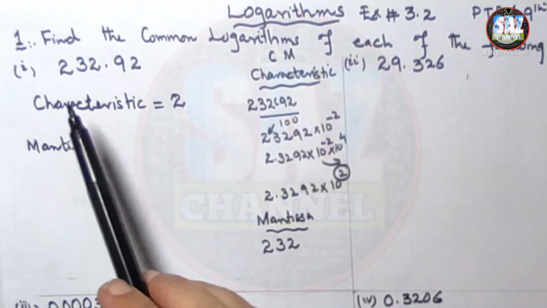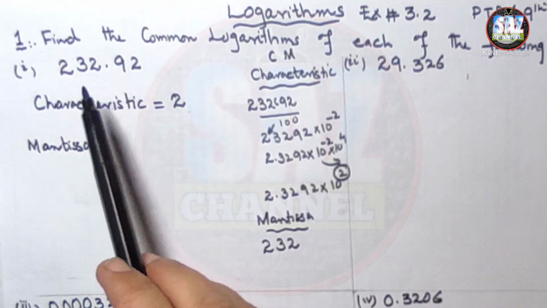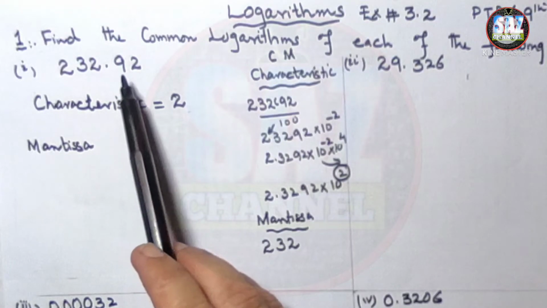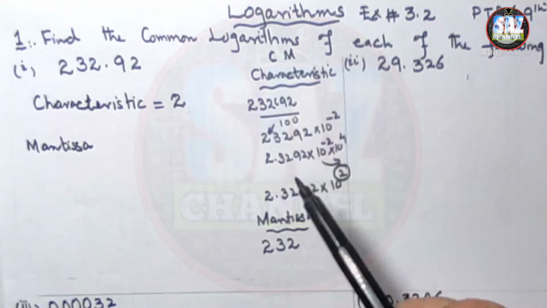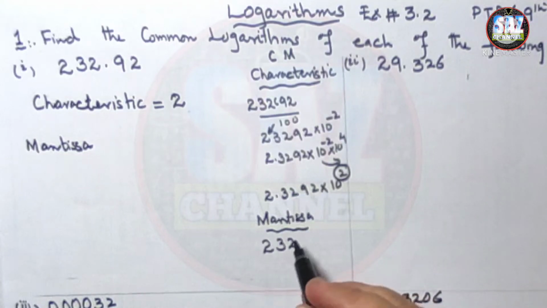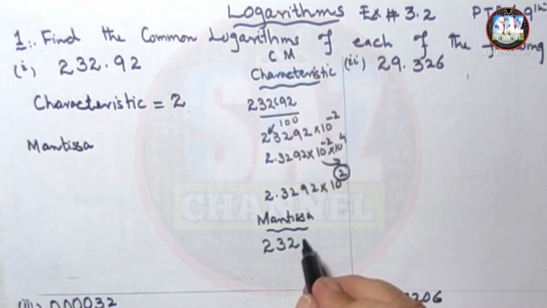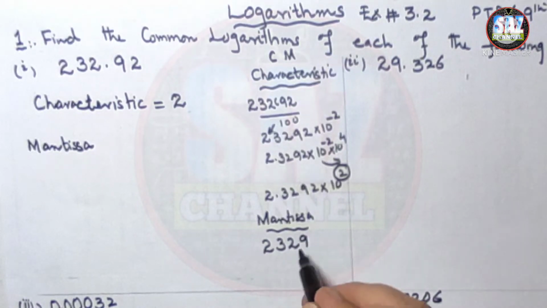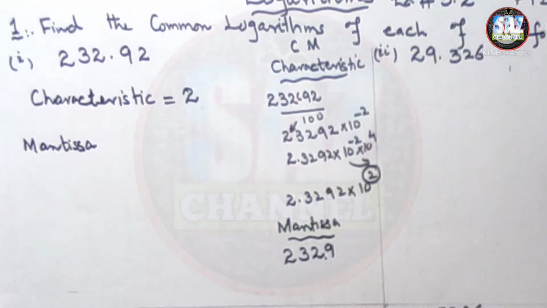Now I have 232.92 for 4 significant figures. I should have the digits till 9, so I will be focusing my attention on the digit 2, as this 2 is less than 5. So I will be forgetting about that 2. I will be leaving that 2, and now I will have 4 significant figures with me: 2329, and 232.9 is the rounded form.